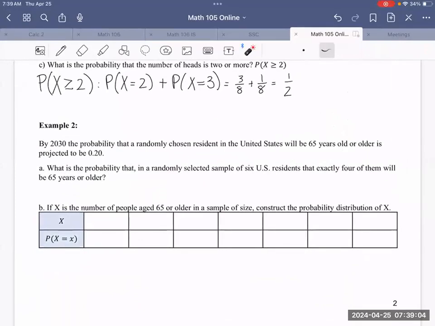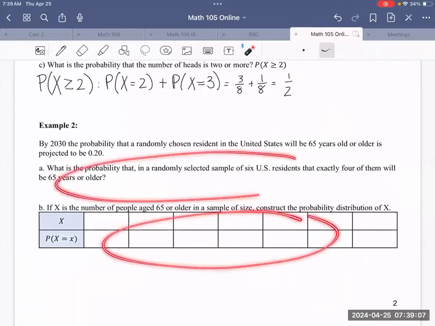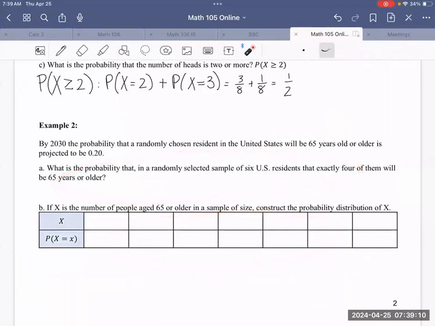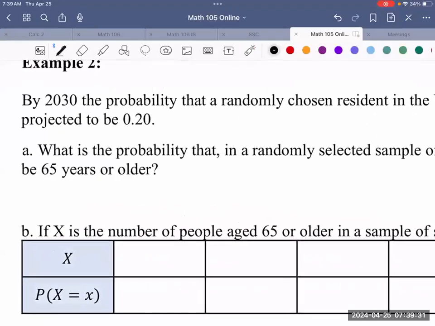So pause the video, see if you can make a distribution table, and then answer the following questions. So it says, by 2030, the probability that a randomly chosen resident in the US will be 65 years or older is projected to be 20% or 0.2. What's the probability that in a randomly selected sample of 6 US residents exactly 4 of them will be 65 or older? So we're trying to choose a person that's 65 or older, and the probability of that happening is 20% or 0.2, which means failure is what? 1 minus 0.2 is 0.8.